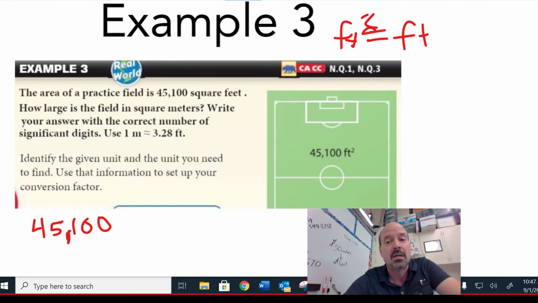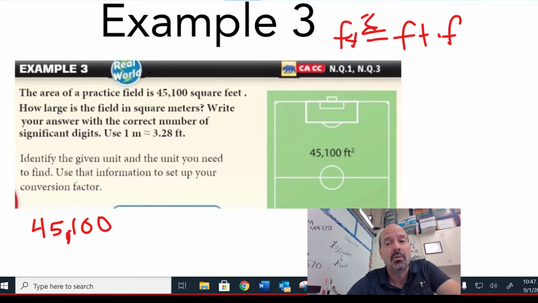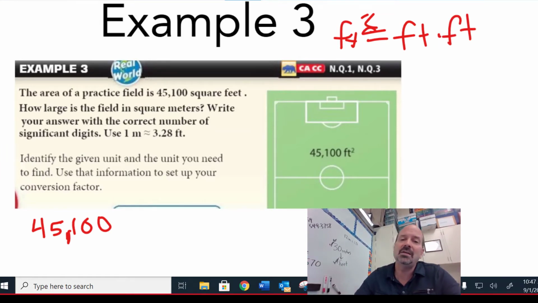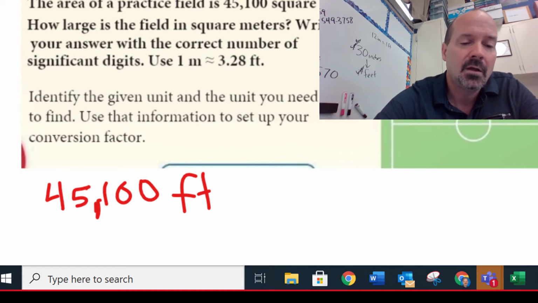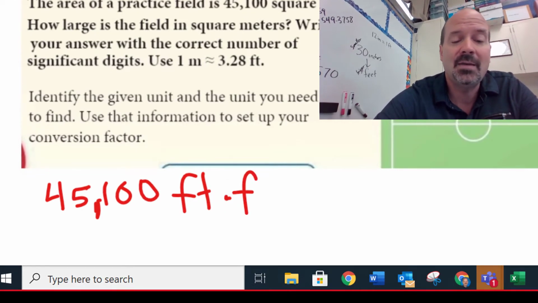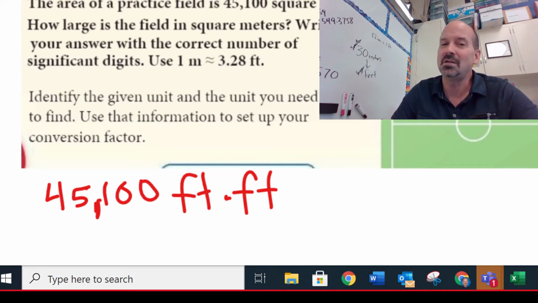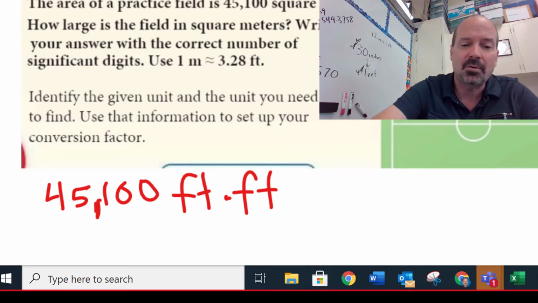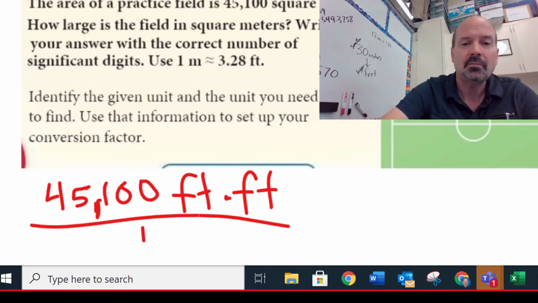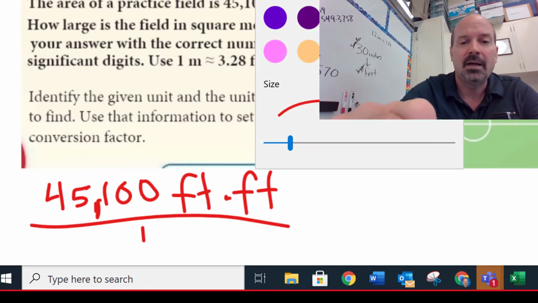Feet times feet. And I'm actually going to use the feet times feet because I think it's easier to understand the conversion factors if we use feet times feet. The book uses square feet and then it makes a special conversion factor. If you look at their example, I think that's slightly more confusing. So I'm going to stick with square feet is feet times feet. Let's put that in the problem over 1. Now I'm ready for my conversion factor.